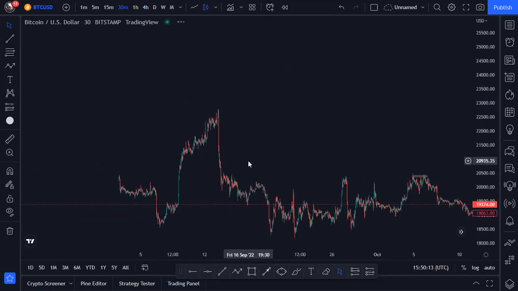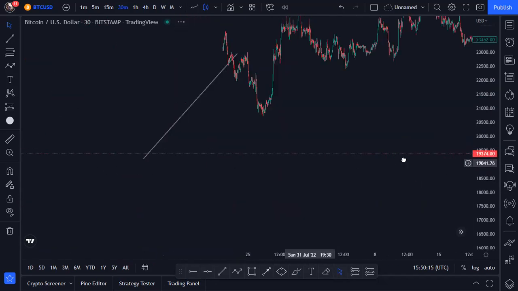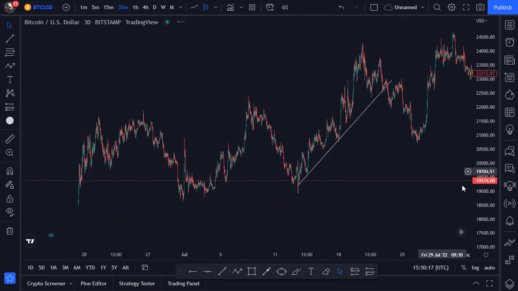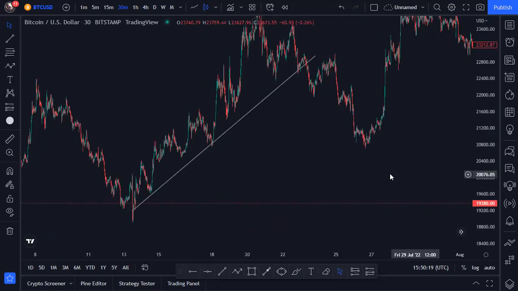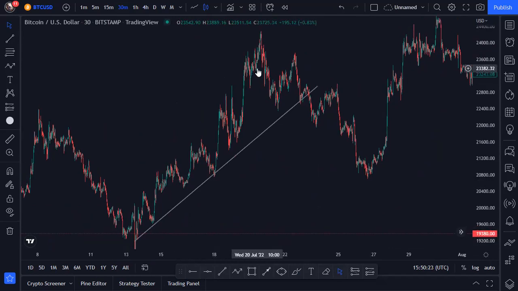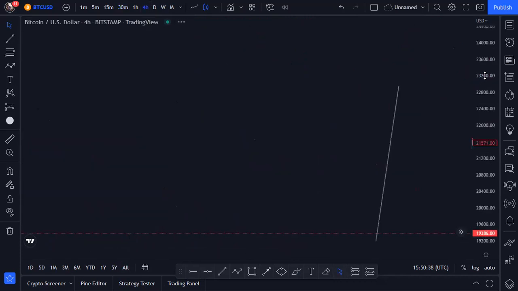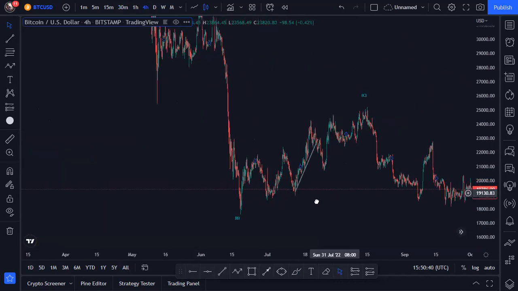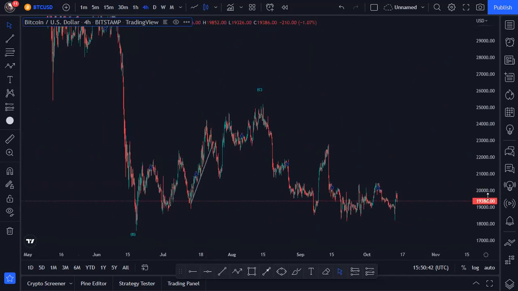Now, let's see what we have here on the 30-minute chart. On the 30-minute chart, what we have here is a bullish trend, a bullish trend of higher lows and higher highs, and then this trend line connecting the points of this bullish trend. So it depends on what time frames you want to be looking at.